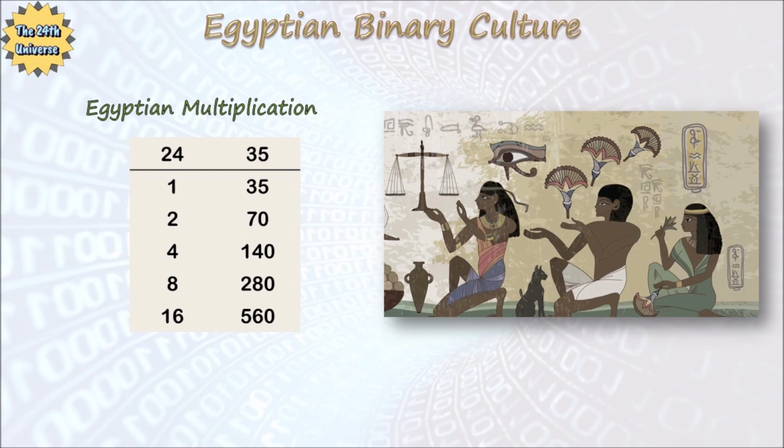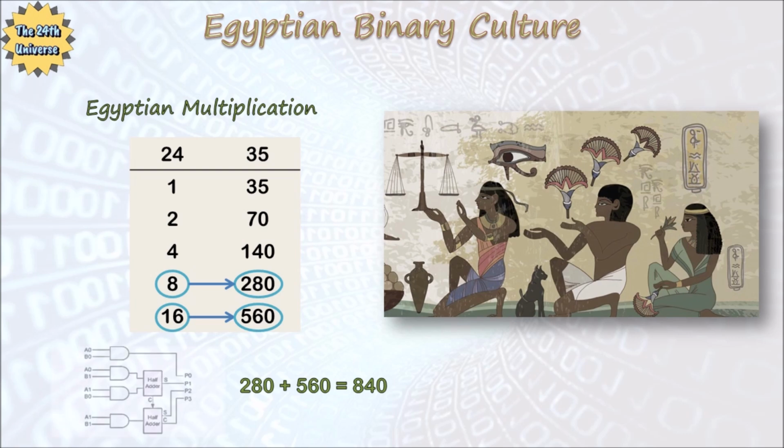The next step is we must go back to our first column and locate the numbers that would have a sum of the first column, that is 24. The numbers that add up to 24 are 16 and 8, so circle those numbers. Now look at the adjacent column of the numbers that you circled. It is those numbers that when added will give you the answer to your problem. Adding 280 and 560 will give you 840. The same idea is implemented by binary multiply circuits in modern computers.